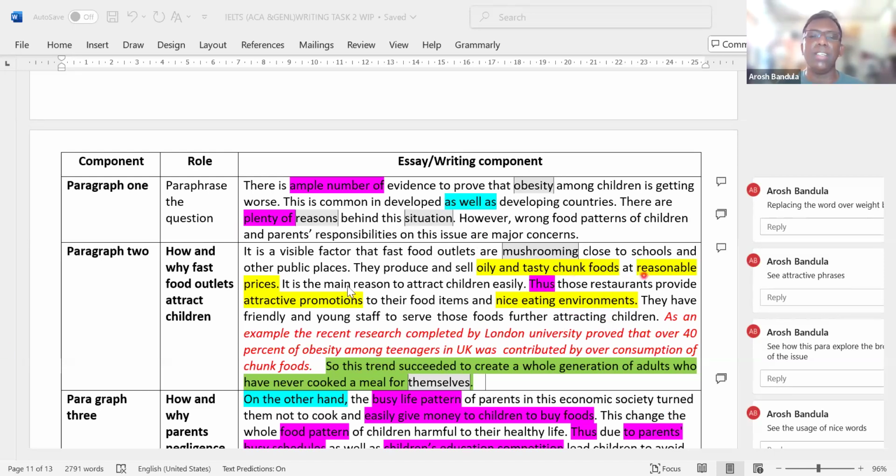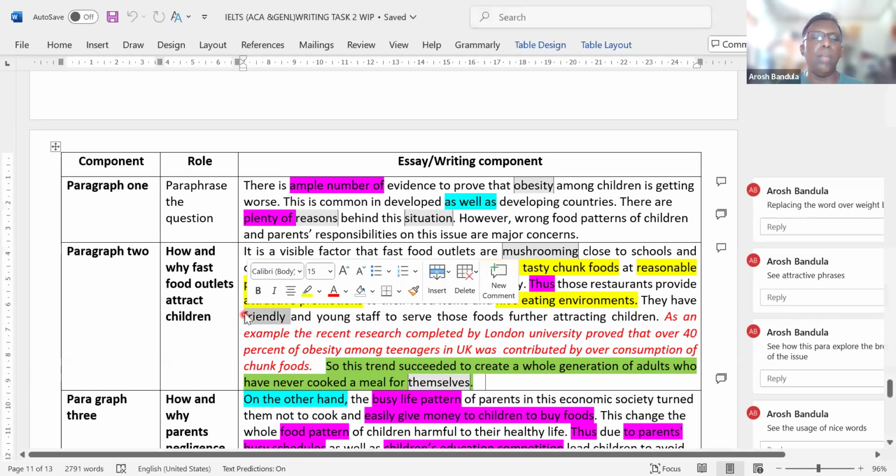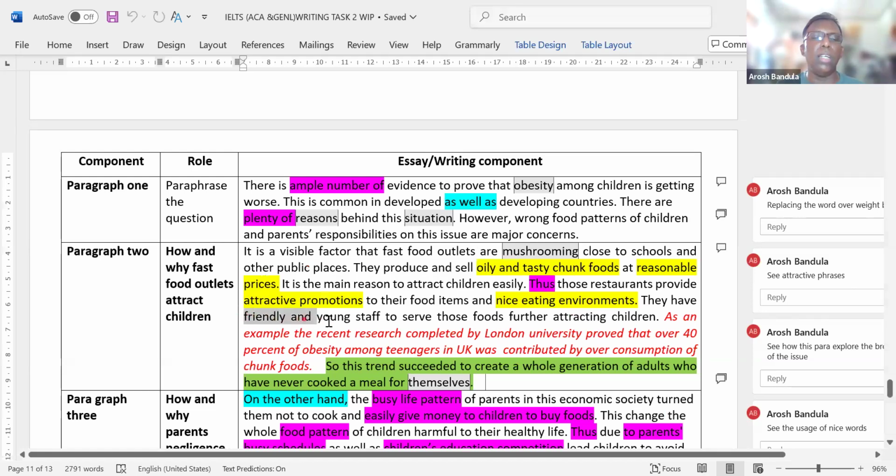Three main reasons. One is oily and tasty food at reasonable prices. Another is attractive promotions. Another is a nice eating environment with friendly young staff. Friendly young staff, that's also something we have to highlight. Actually, the serving is done by friendly young staff.